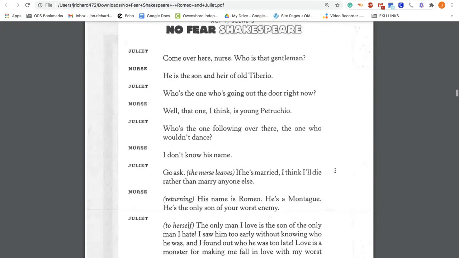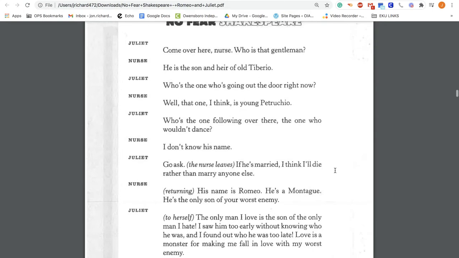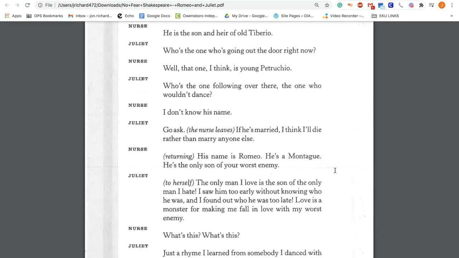All right, so Juliet. Come over here, nurse. Who is that gentleman? He is the son of the heir. An heir of old Tiberio. Who's the one who's going out the door right now? Well, that one I think is young Petruchio. Who's the one falling over there? The one who wouldn't dance? I don't know his name. Go ask. If he's married, I think I'll die rather than marry anyone else.